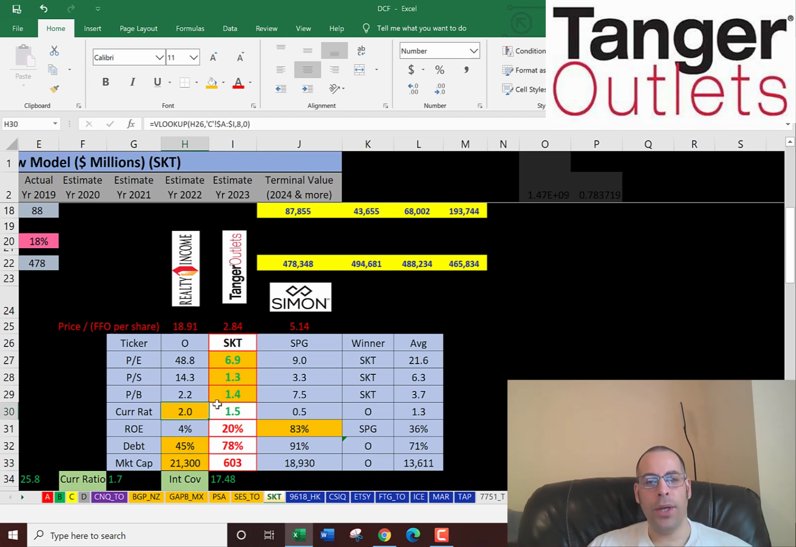In terms of current ratio, Tanger and Realty are doing okay. Simon is 0.5, so they're a little low. Simon has the best ROE by far, 83%, so they're providing a great return to their equity holders. But Simon is really leveraged at 91% debt. So is Tanger, 78%. Realty Income is doing okay at 45%. And in terms of market cap, Tanger is tiny compared to the giants Realty Income and Simon Property Group.